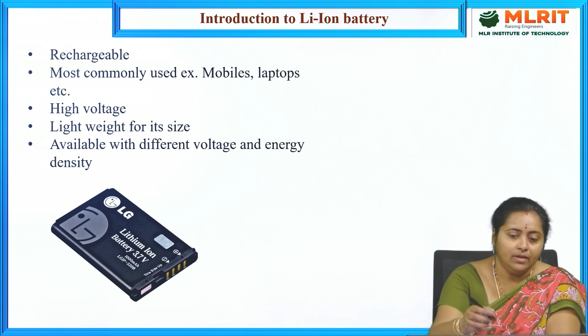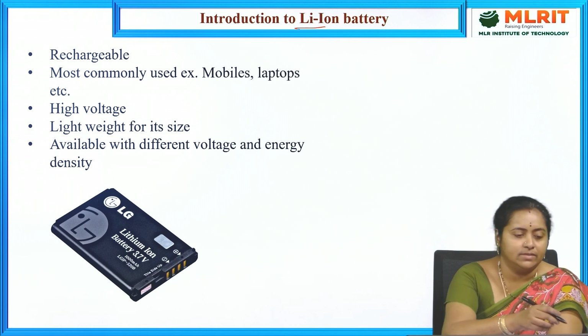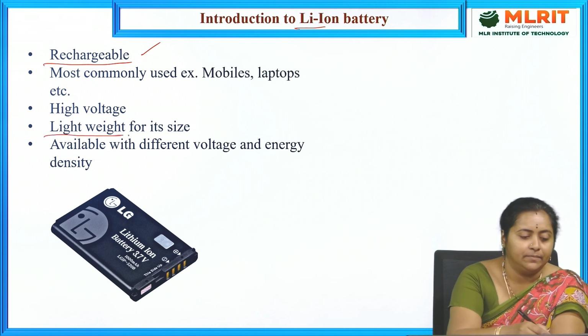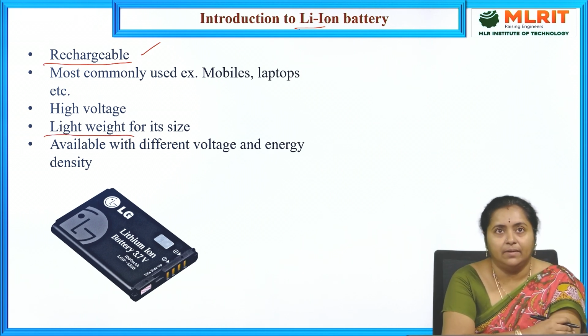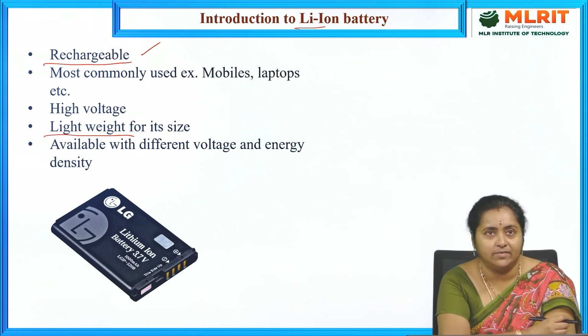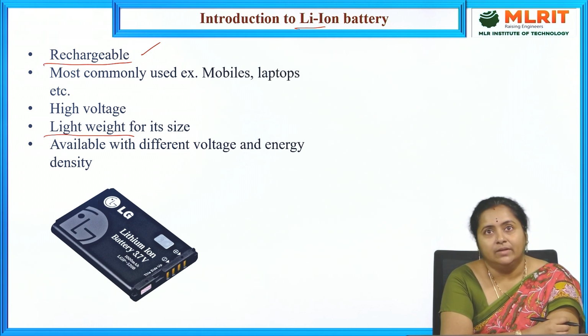And why is lithium chosen for battery construction? As I told you, it is rechargeable. That means both the forward and backward reactions take place, and it is the lightest metal, very light in weight when compared to other metals. That's why it is used in battery construction. And lithium is able to generate very high energy density, that is, very high voltage, whenever it is used as a source of electrical energy. And then it is very flexible to get different output voltage values. Based on the requirement, we will get different output voltages for the lithium-ion battery.